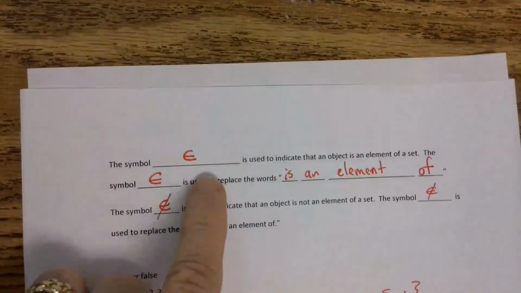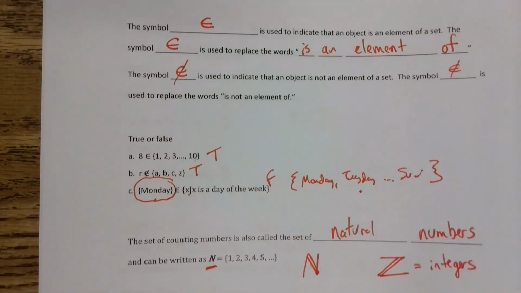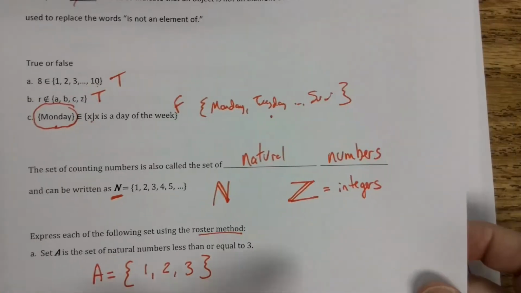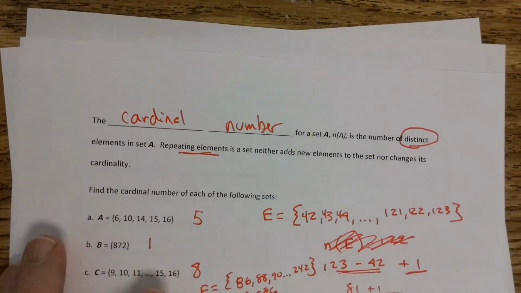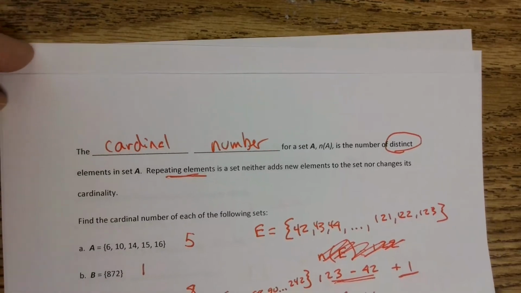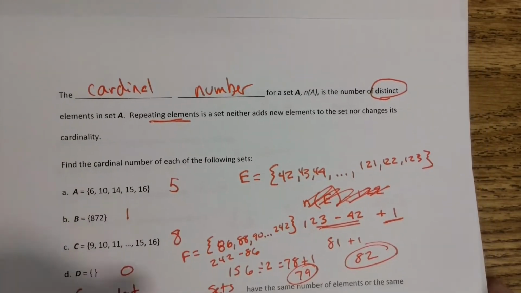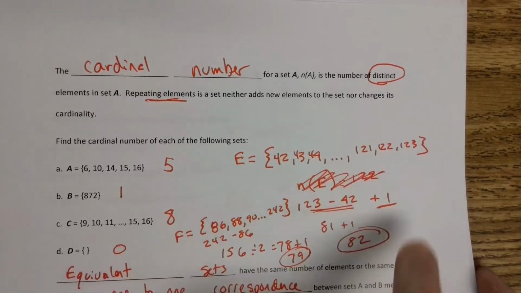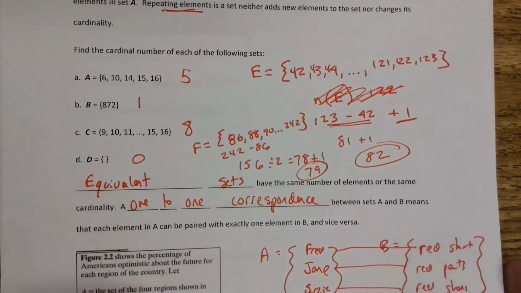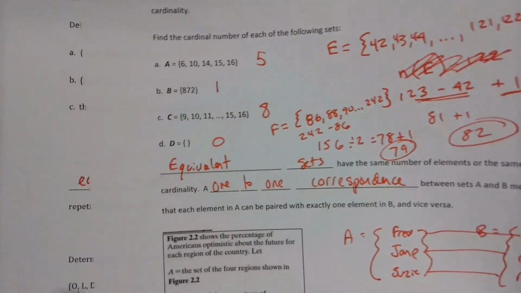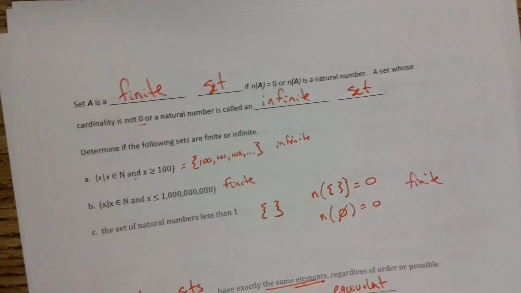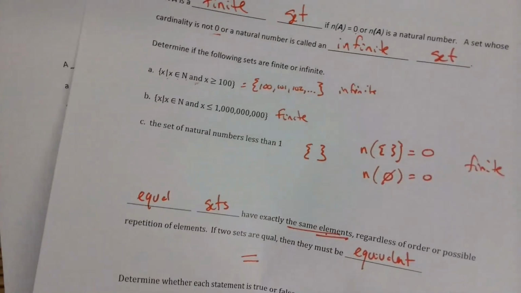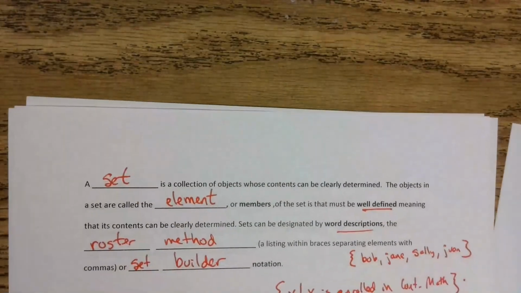That little symbol ∈ is "element of." What else did we do? Z is integers, N is natural numbers. We talked about the cardinality of a set, how to count how many numbers were in a set. We talked about equivalent sets, which means they have the same cardinality. And then we talked about finite sets versus infinite sets, and equal sets. So we've had a lot of things in this first part, right?